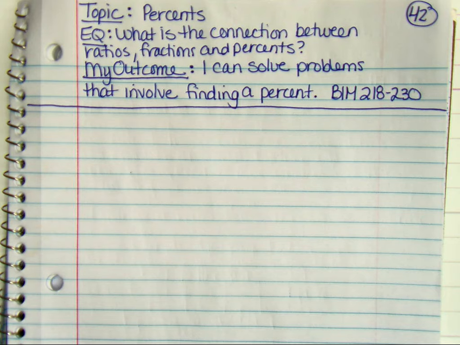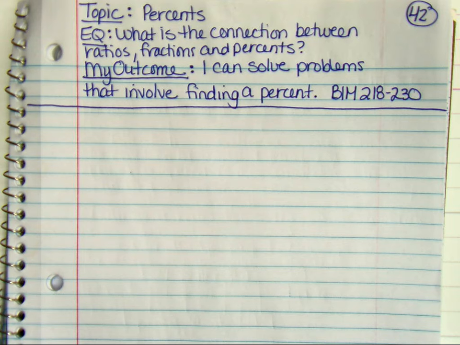We also use it when we figure our taxes. We also do it when we figure our tips. So a lot of really good stuff that we're going to do here. Your essential question is, what is the connection between ratios, fractions, and percents? You should be able to know the answer to that, basically how those three things relate. And actually, we can also include decimals, because ratios, fractions, percents and decimals can all be connected.